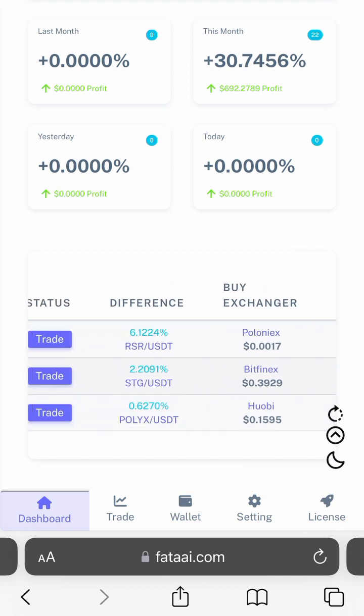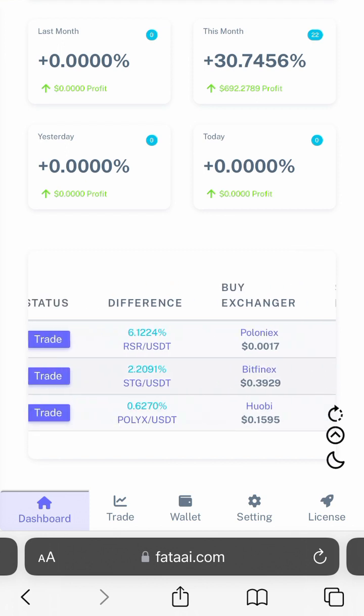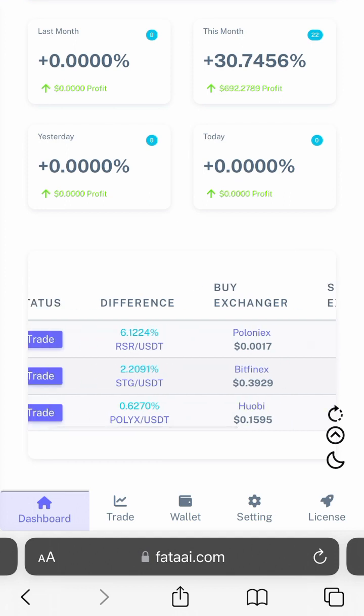Now, let me explain this. You see, this is a trade. The name of the coin is STG as against USDT. If you have knowledge of cryptocurrency, you understand what this means. It means exchanging STG to USDT or USDT to STG. That is, if you are buying, you buy with USDT. If you are selling, you sell to USDT.